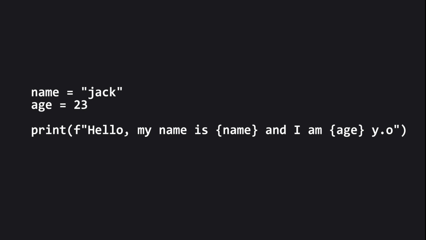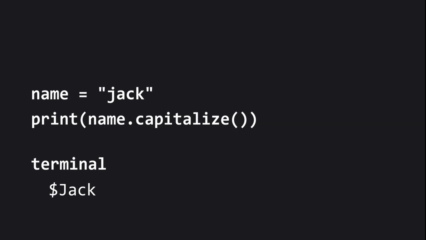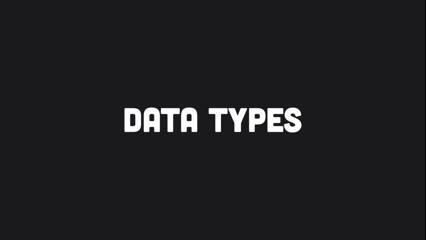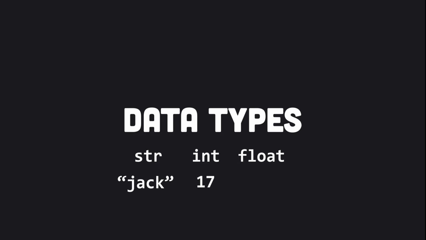Another important concept was methods. Methods are functions that belong to specific types of data. For example, we can remove spaces from text or capitalize the first letter of a name. This helps us clean user input and make the output more professional. We also discussed data types like strings, integers, and floats. Strings represent text, integers represent whole numbers, and floats represent decimal numbers. Understanding these types is important because Python treats each one differently when performing operations.